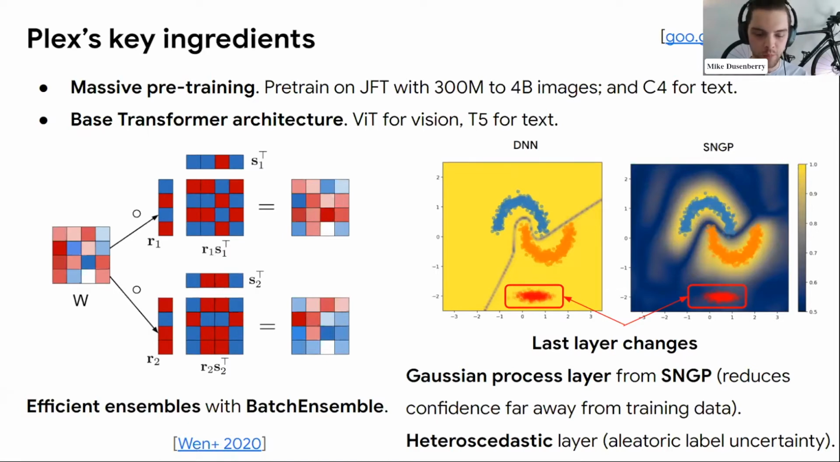And then importantly, we add these model extensions. We have 3 such extensions. We'll talk about where exactly we put these. One of them is BatchEnsemble, so trying to get the benefits of ensembling, but a little bit more efficiently.